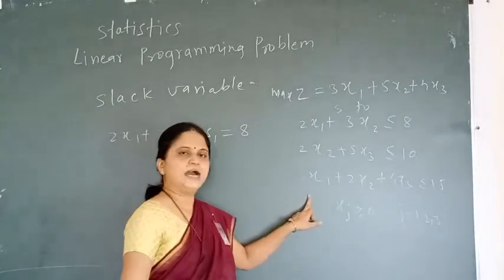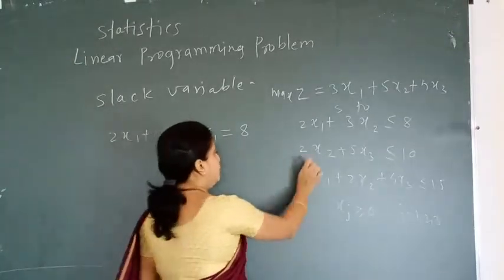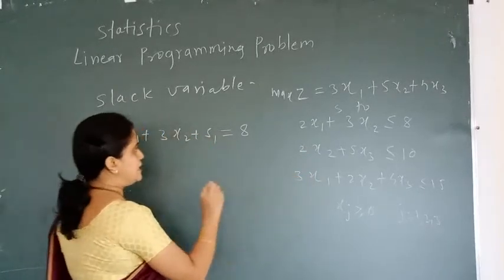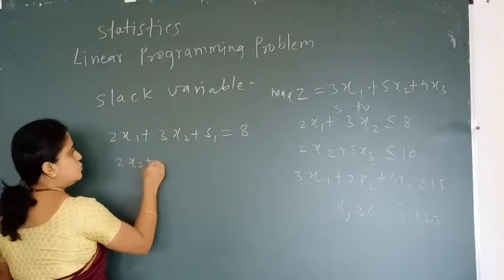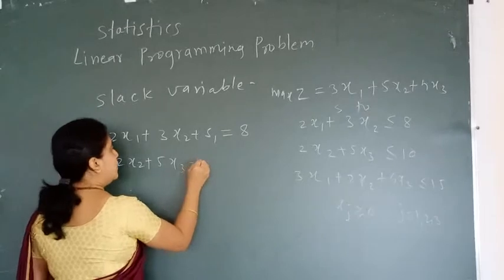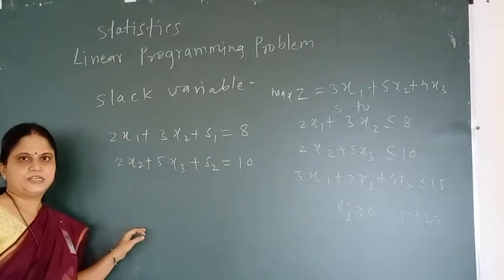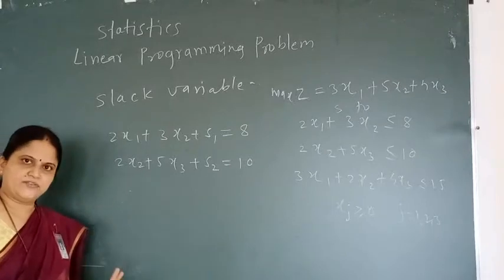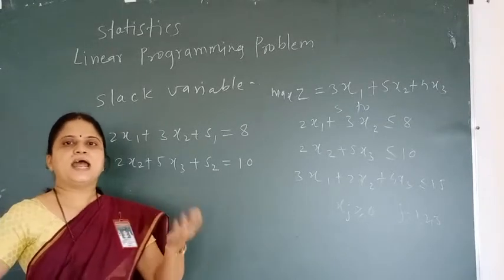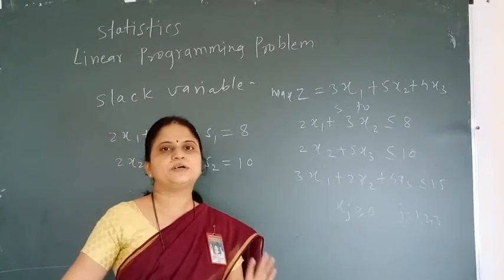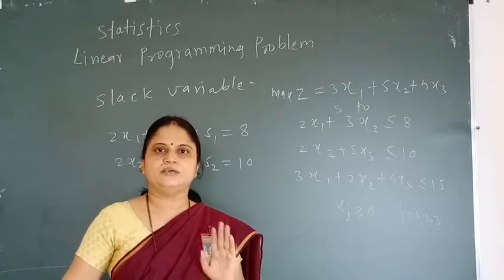In all the three, I need to add some slack variable. So that is my second equation. It becomes 2x2 plus 5x3 plus S2 is equal to 10. Getting the concept? So that means slack variables are variables which we add so that the less than type constraints are converted to equality type.